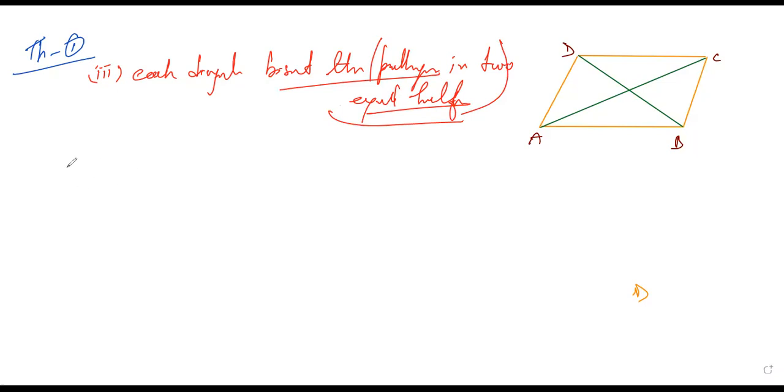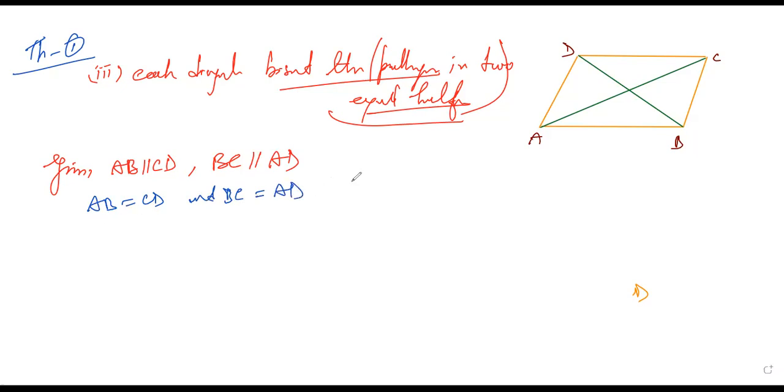In this one again, what is given to us is that opposite sides are parallel to each other. AB is parallel to CD, and BC is parallel to AD. And from the previous proof which we had done regarding a parallelogram, we know that the opposite sides are also equal. We also know that AB is equal to CD and BC is equal to AD. So this also we came to know. Now we have to prove over here.